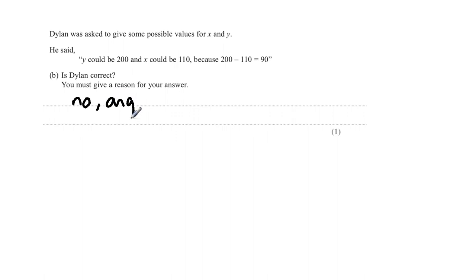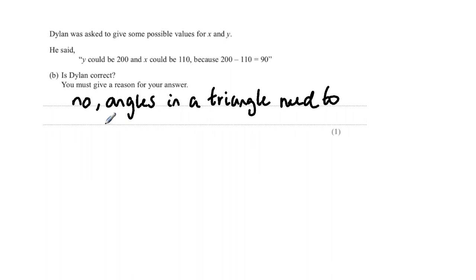Angles in a triangle need to add up to 180 degrees. So Dylan is incorrect because y can't be 200 and x can't be 110, because it will exceed the summation of all angles added together in a triangle, which is 180.